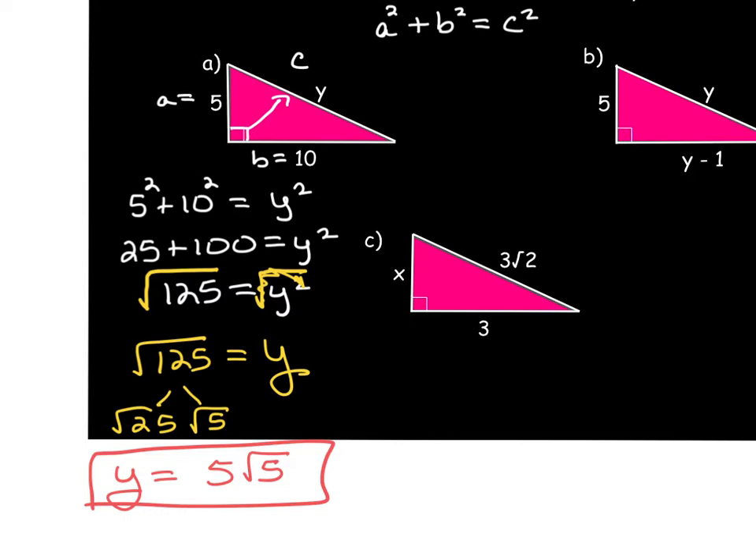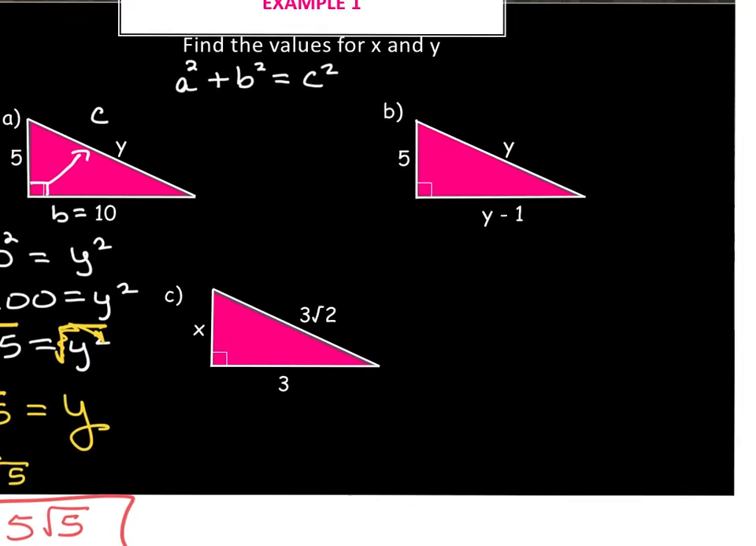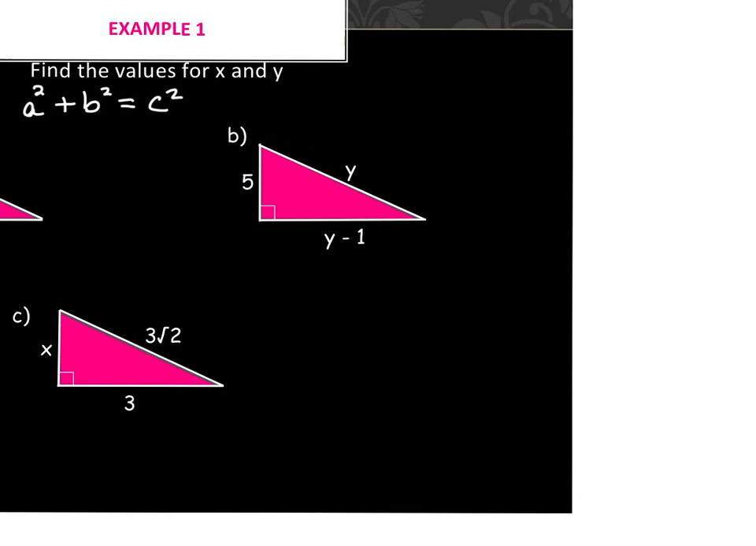Let's try example B. Here we're going to bring back our multiplying binomials. We're going to FOIL. So again, the y is still the c. So this is going to be our c. I could assign this one as b and this one as a. So let's go ahead and fill it in. I'm going to be doing 5 squared plus y minus 1 squared equals y squared.